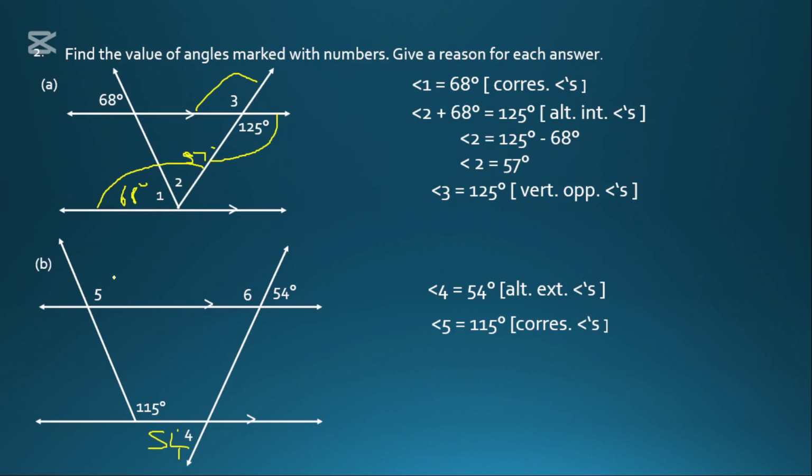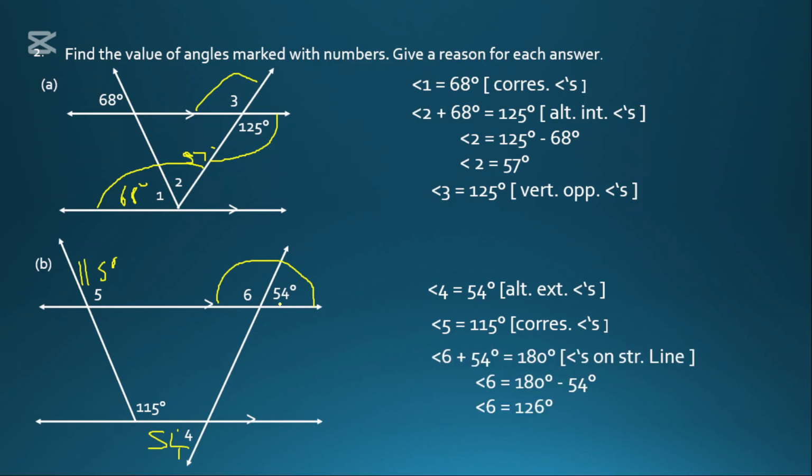Right, so we have there 115 degrees. Now we go to angle 6. Angle 6 is the adjacent angle of 54, so 6 plus 54 degrees is equal to 180 degrees, angles on a straight line.